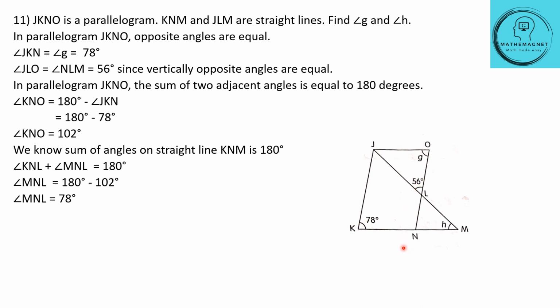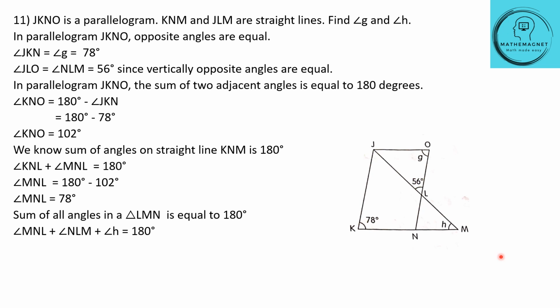Now in triangle NML we know what angle L is, and now we know what angle N is. We need to find angle H. That is the question. To do that, the sum of all angles in triangle LMN is equal to 180 degrees.